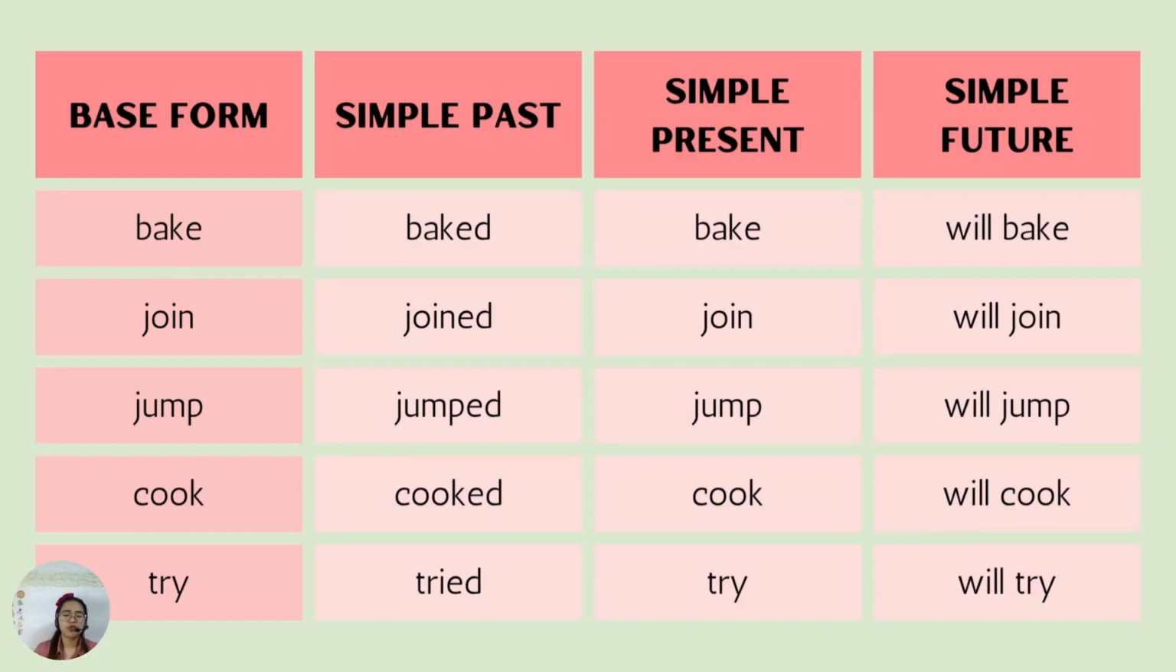For the simple future, you just use the base form. This is the format: will plus the base form of the verb. You don't need to add ed at the end, only the base form of the verb. And for simple present, if it's a regular verb, it will not change, unless the subject is singular or plural. But let's set that aside, because that is not our focus today. These are the main verbs that we can use as our foundation.